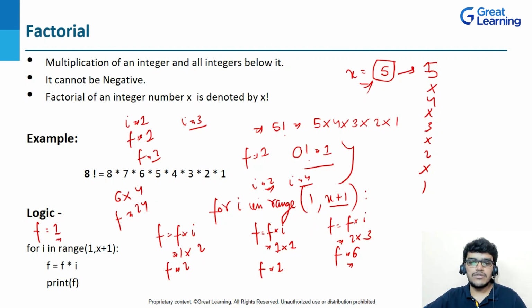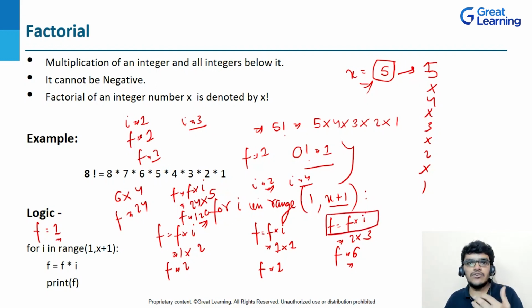So for i is equal to 5, what will happen here? f is equal to f into i. f is 24, i will be 5, so my f will be equal to 120. So you can see that I'm using this logic for multiplication, right? f is equal to f into i. So whatever the new f value I am getting, I am just multiplying with the i value.